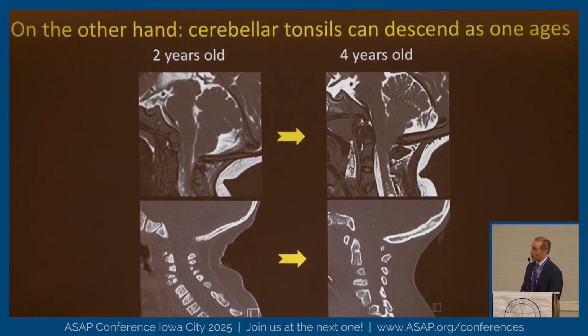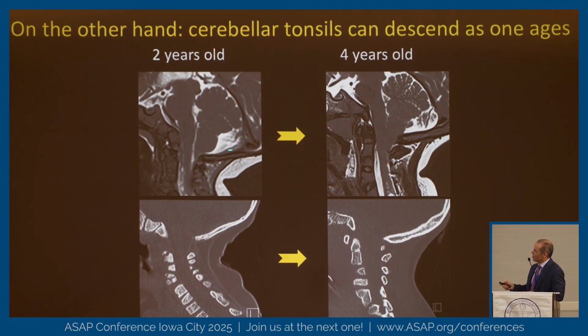On the other hand, we can also see that the tonsils can descend as one ages as well. Usually this is a young phenomenon. So this is the development of a Chiari malformation over time in this child. Here's 2 years of age. The child has an MRI, I forgot for what reason, but this is probably incidental. They had some kind of fall trauma, and you can see the bone thickens up here. They're found to have these bony abnormalities as well.